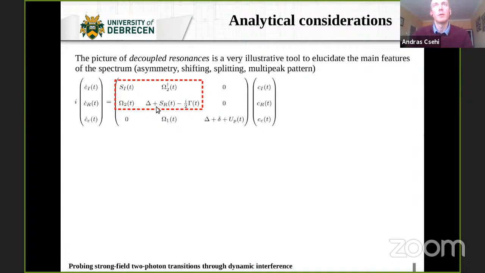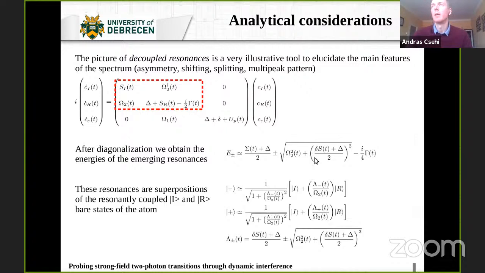It turns out that due to the strong coupling with the laser, two resonances emerge, the energies of which can be obtained by diagonalizing this 2x2 matrix shown here, because this 2x2 matrix describes the resonant transition between the initial and the 2s and 4s states in the case of lithium. So by diagonalizing this, we obtain the energies of these emerging resonances, which are present during the action of the laser pulse. And we obtain these energy expressions. So it's real and imaginary part.